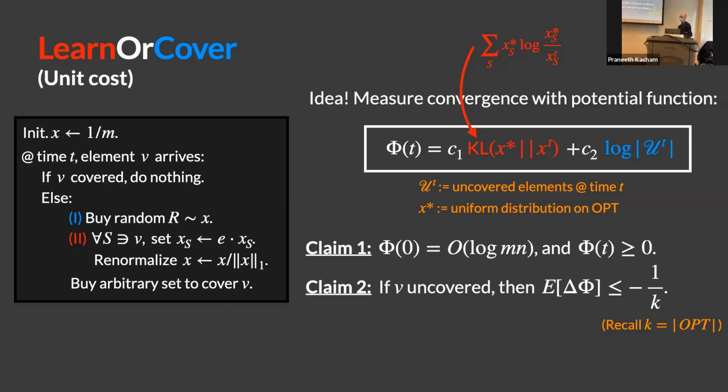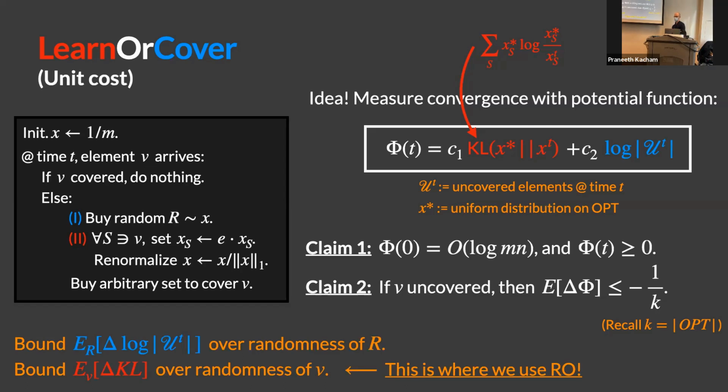In both these claims, you haven't really used random order. Random order seems to come in only to show that claim 2 would be hit a constant fraction of the time. So actually, to prove claim 2, you need random order. And I wrote this exactly here. The way that you show claim 2 is you can bound the decrease in both parts of the potential separately. In every round in which V arrives uncovered, conditioning on this happening, you can bound the decrease in the blue part over the randomness of the algorithm.